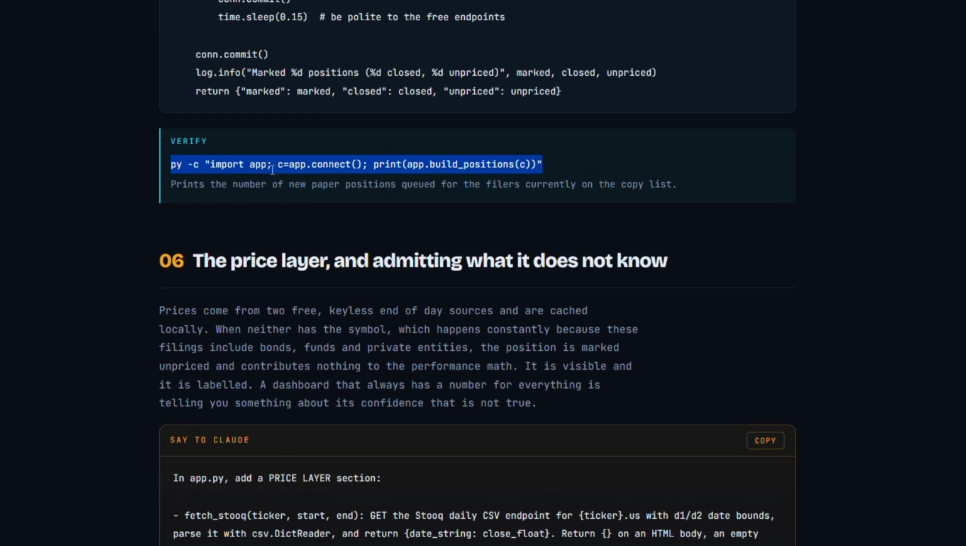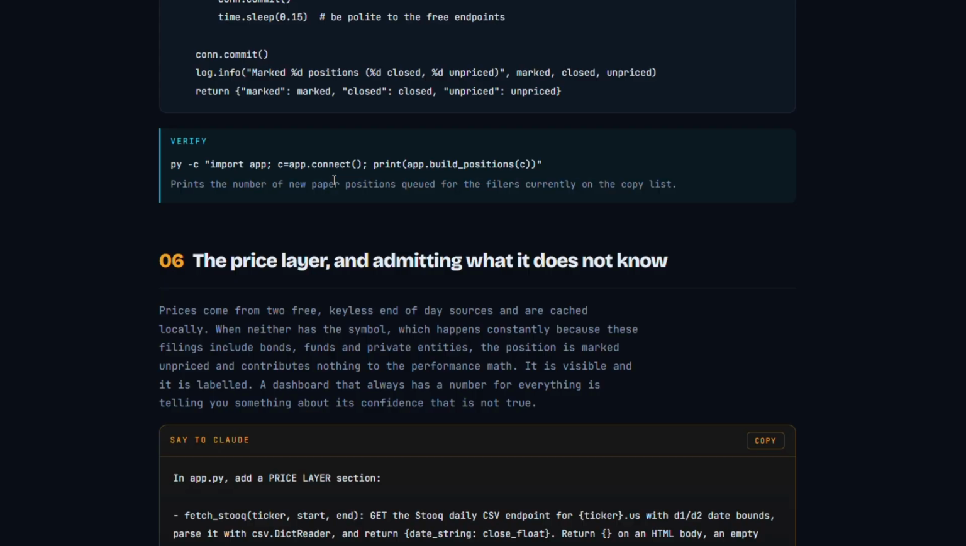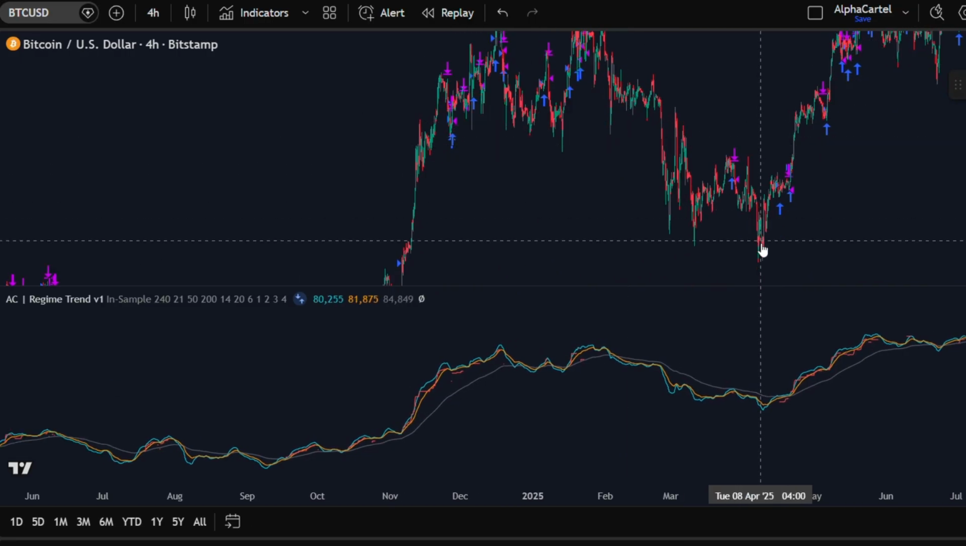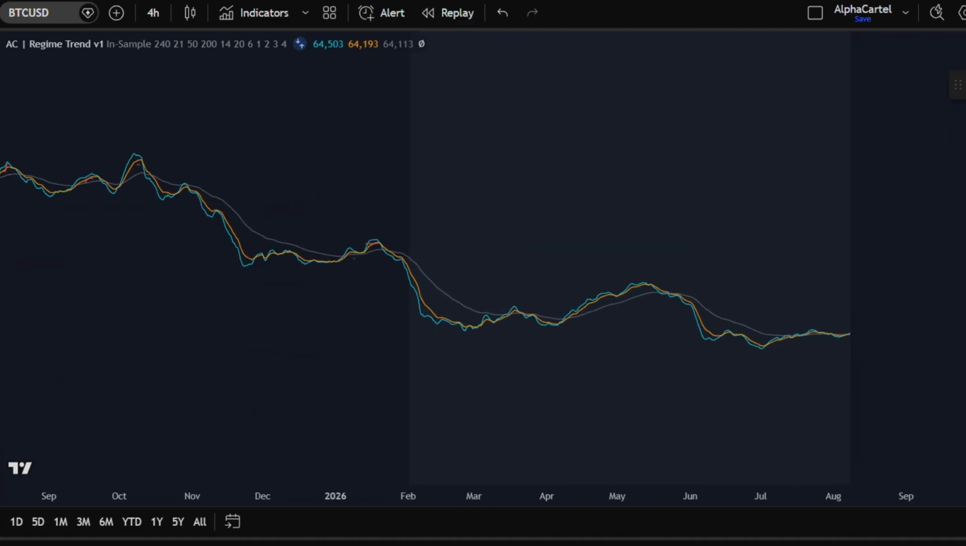Every position opens at a fixed $1,000 and gets a planned exit inside a 60 to 90-day window, targeting 75 days. When the clock runs out, the position closes at the price on the exit date and moves to realized.